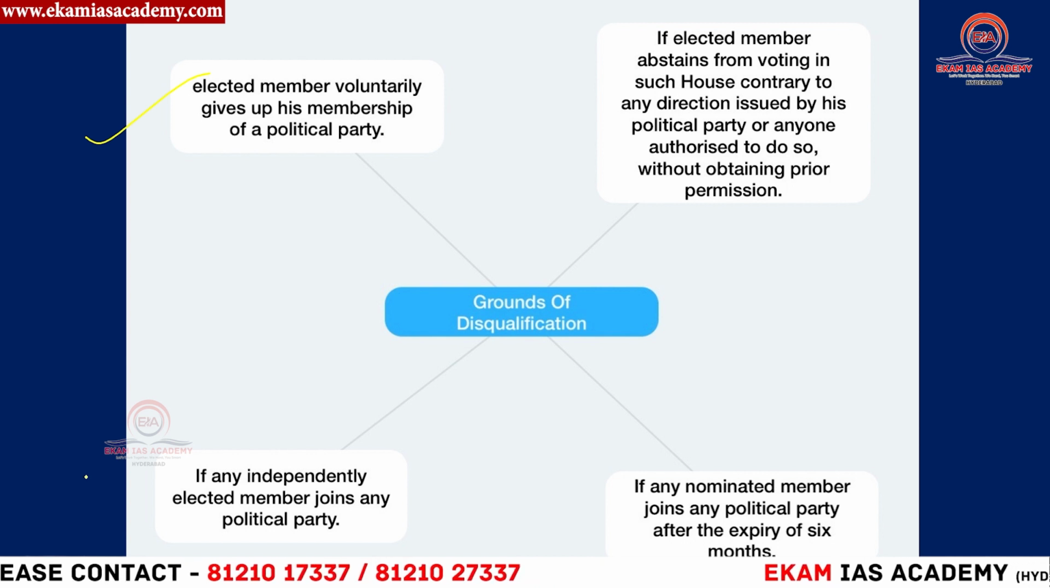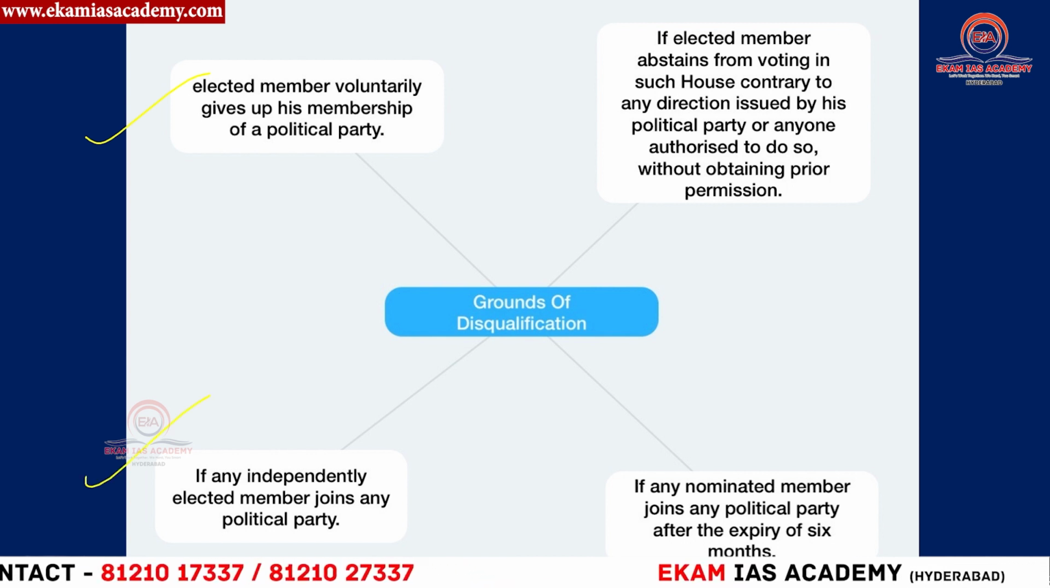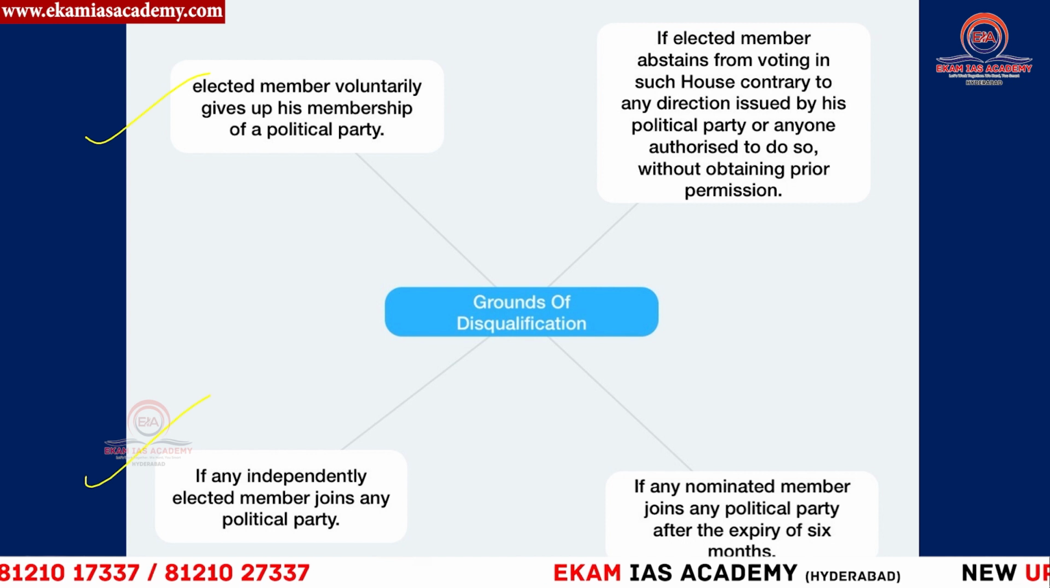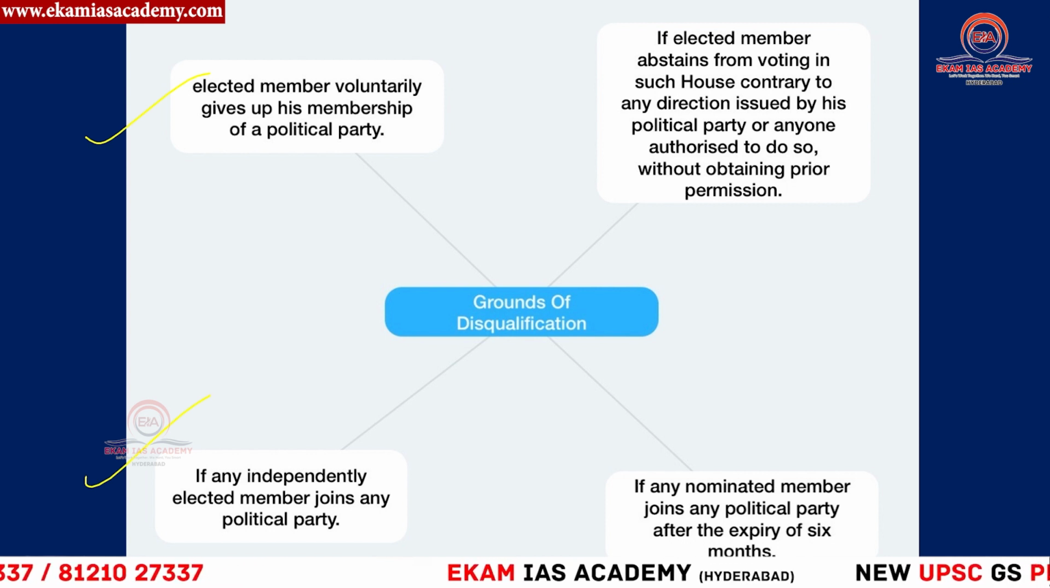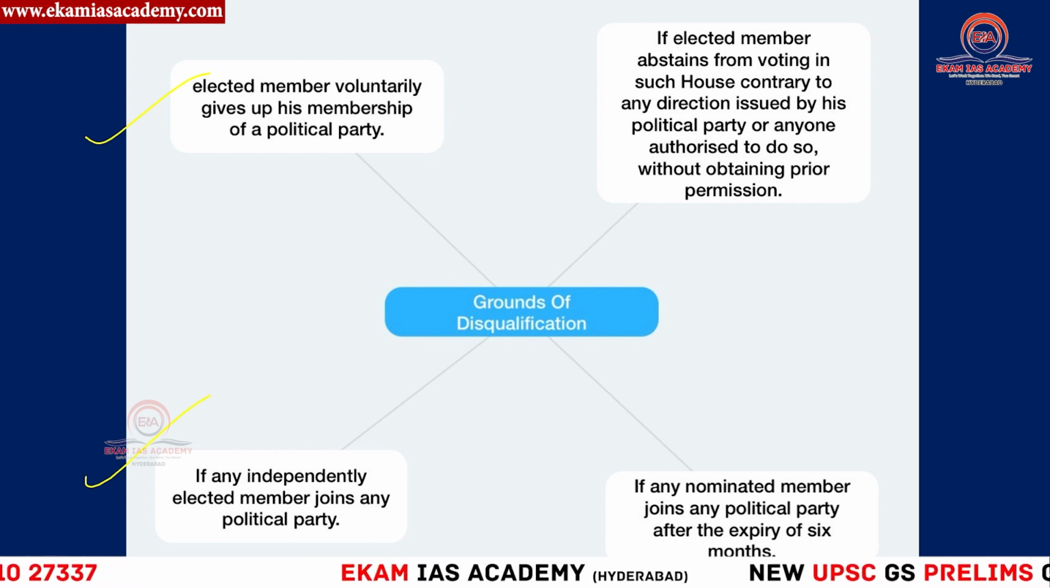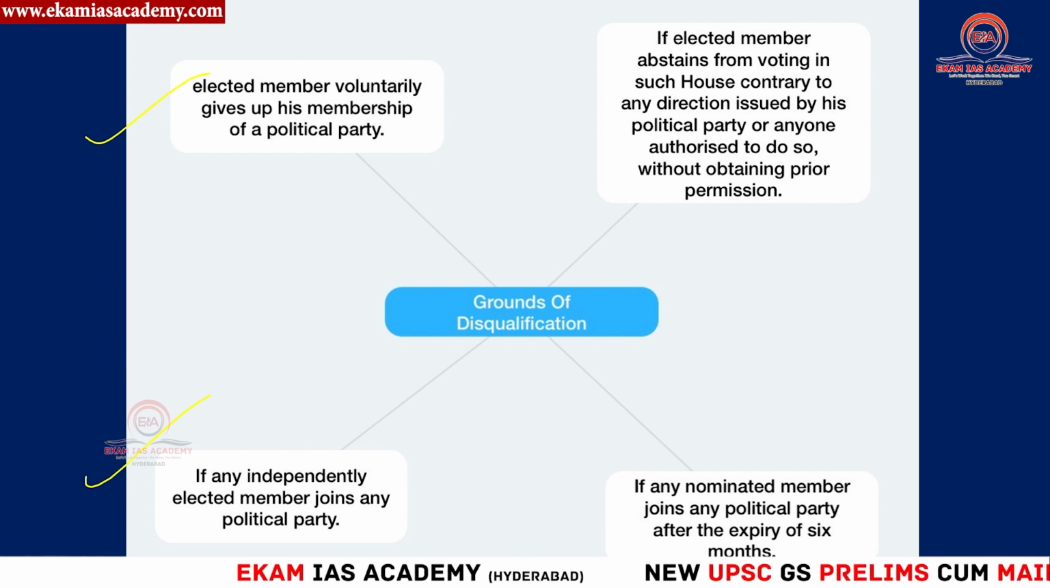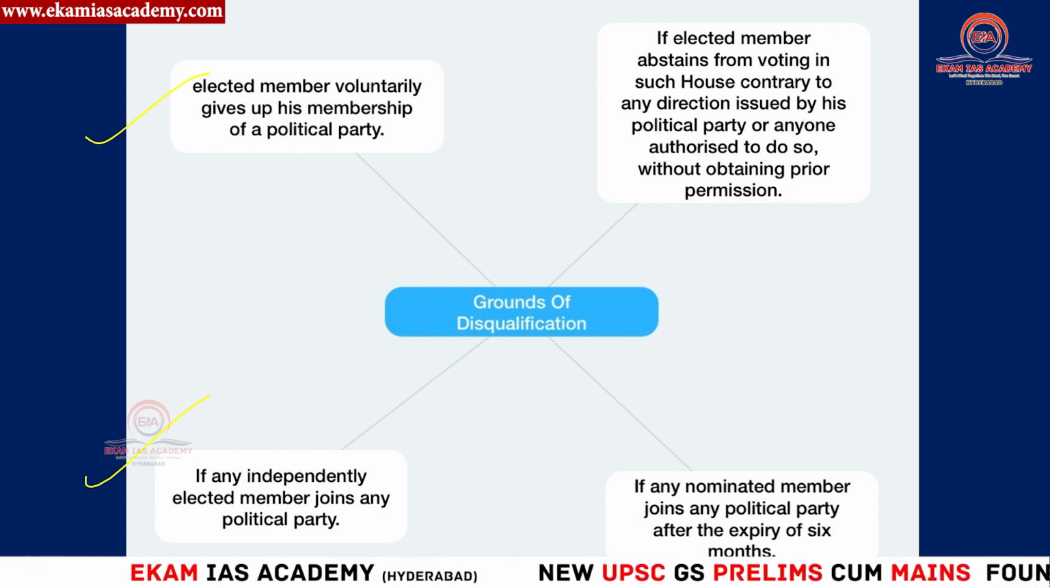Okay. Then second is if any independent elected member joins any political party. That means you are getting elected independently without any political party support, but later on you are changing that to political party support. Then also you will be disqualified under defection.